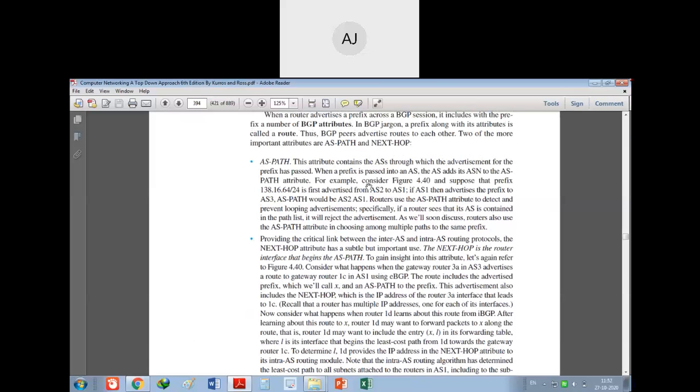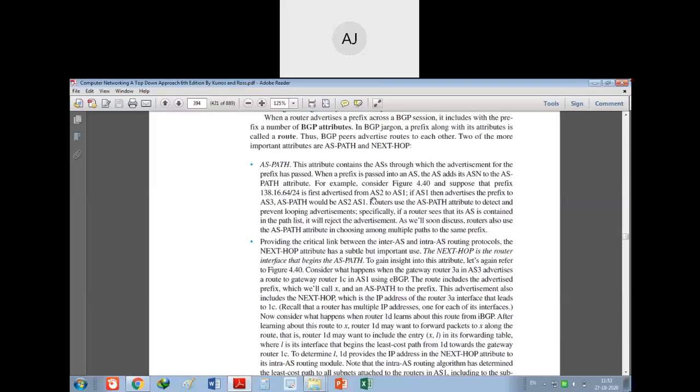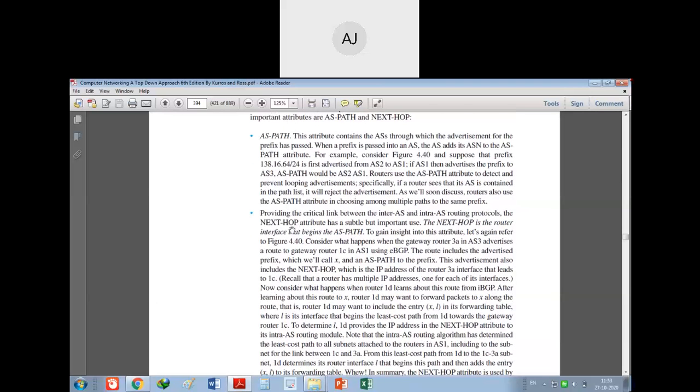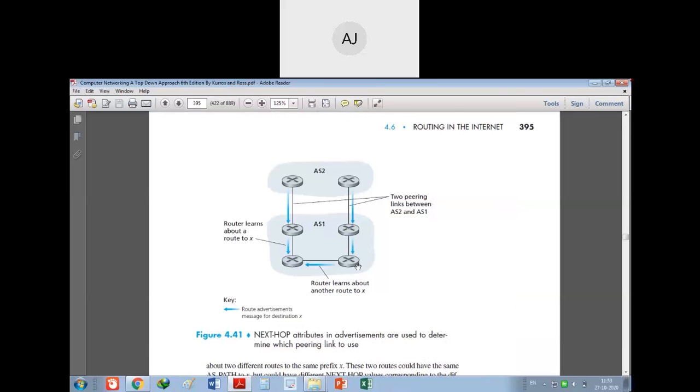Now once the path is established, we have to find how many hops there are. That is the next hop, providing the critical link between the inter-AS and intra-AS routing protocol. If you consider this diagram, what is the interlink and intralink? The link connecting AS1 and AS2 is called the inter-autonomous system link, and the link communicating within one system is called the intralink. So this is the second one, next hop.